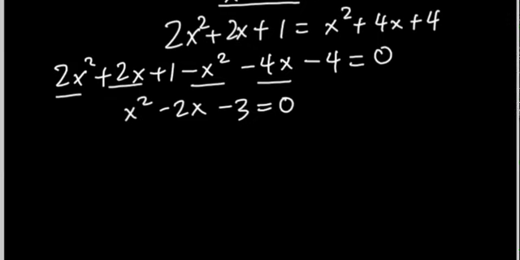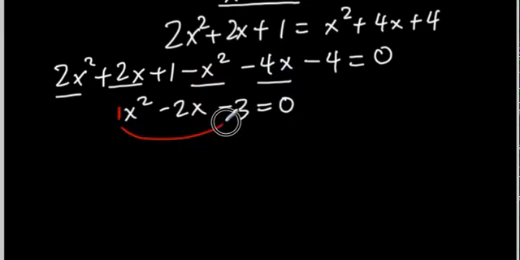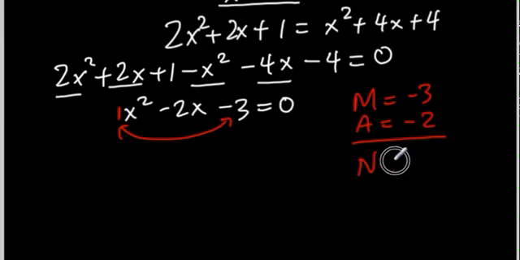Okay? So what we need to do here is factor. Again, remember, we take the 1 here and multiply with that one there. So m is equal to negative 3. a is the middle term, which is negative 2. So we've got to find two numbers that multiply to negative 3 and add to negative 2. Those two numbers are negative 3 and 1. Negative 3 times 1 is negative 3. Negative 3 plus 1 is negative 2.